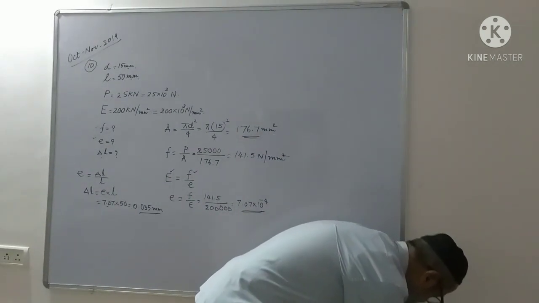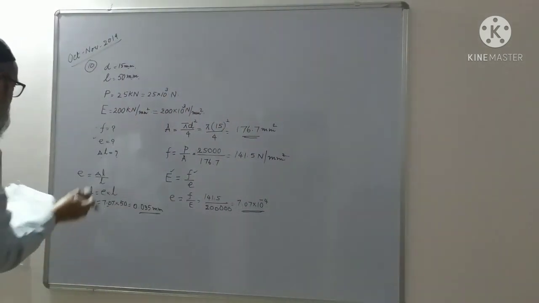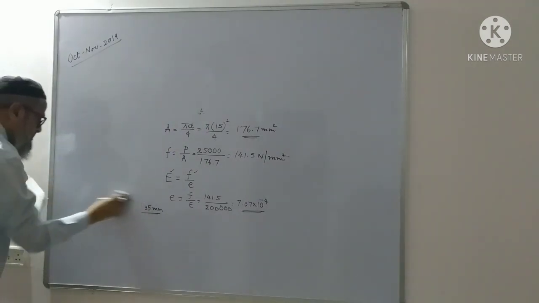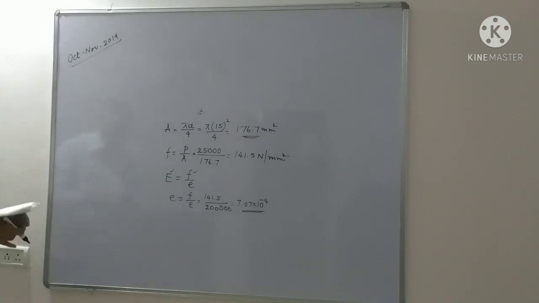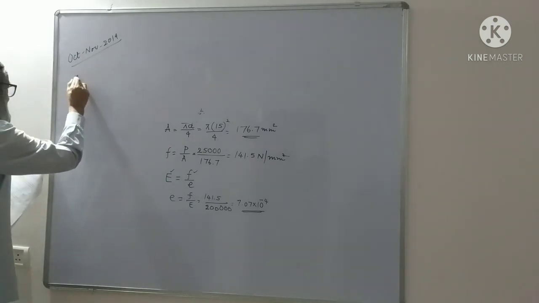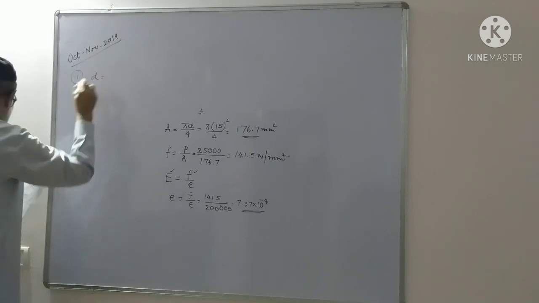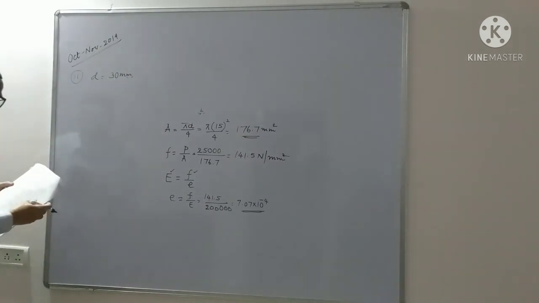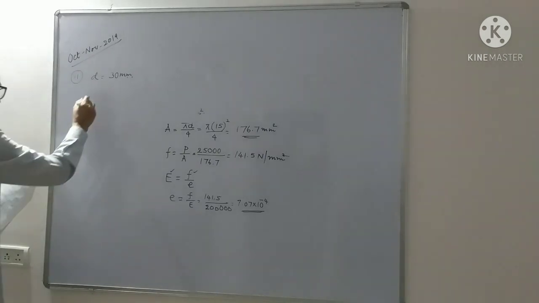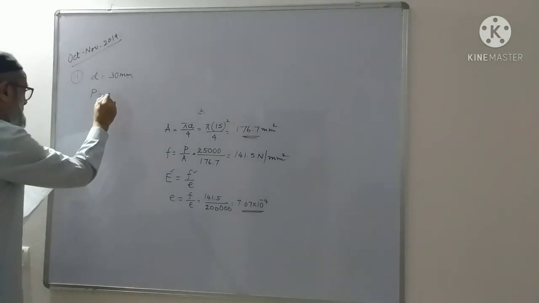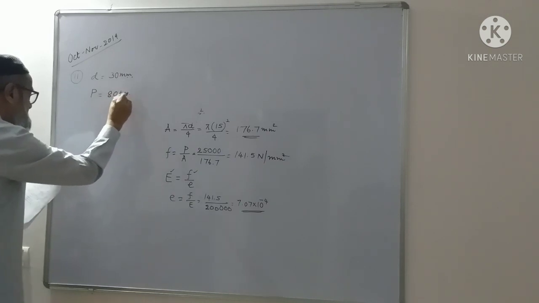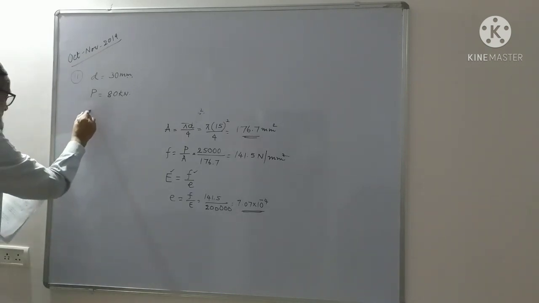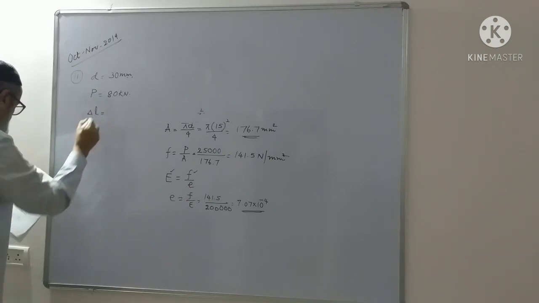Next, after that, problem number 11, again from the first chapter, that is stress and strain. I'll read it. A bar of 30 mm dia, that means it is a circular rod, 30 mm, is subjected to an axial pull of 80 kilonewton.